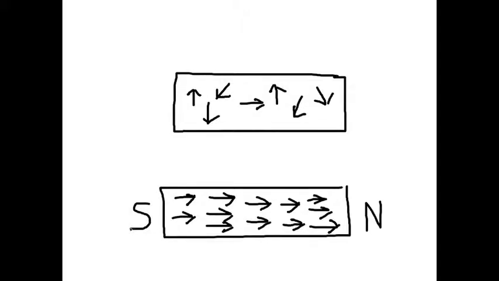In conclusion, it can be said that magnetism is created by the individual atoms that make up a magnet.